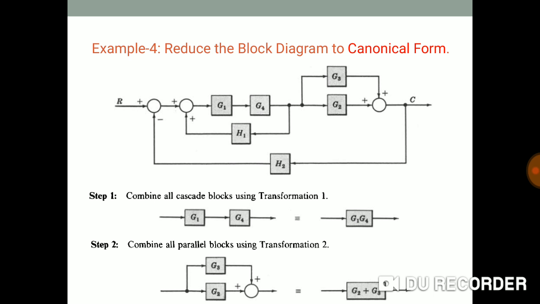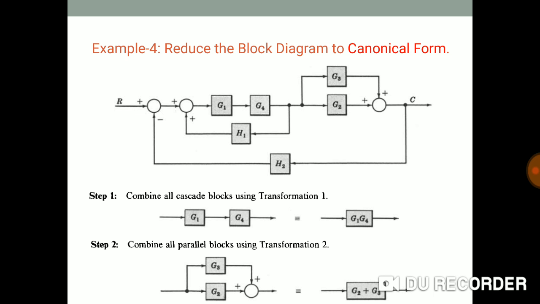Here a block diagram is provided. It contains some blocks, and their transfer functions are provided: G1, G4, H1, H2, G3 and G2. Then we'll follow the general steps we discussed for the reduction of the block diagram.